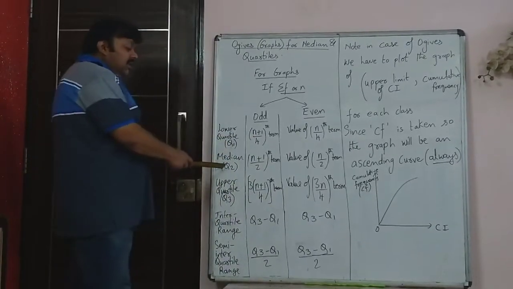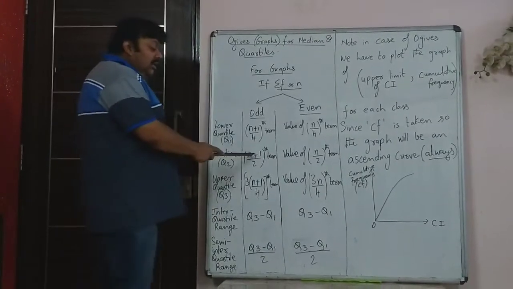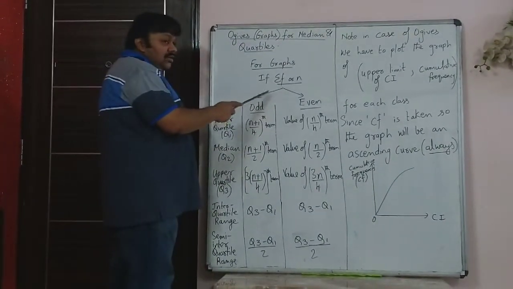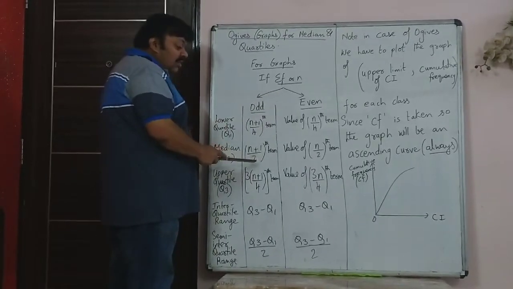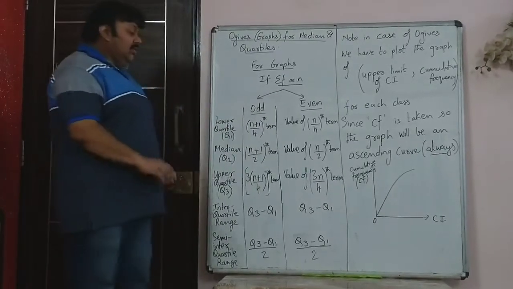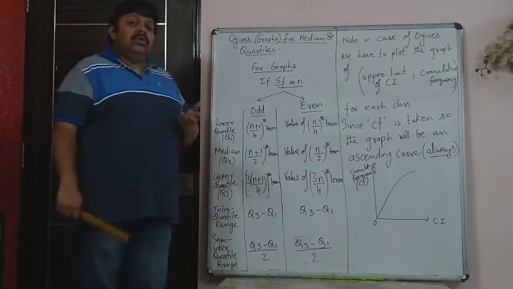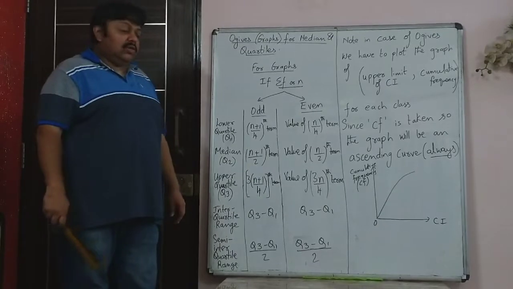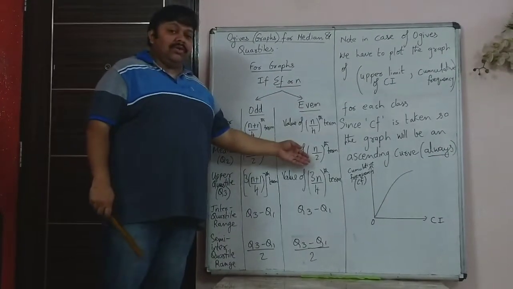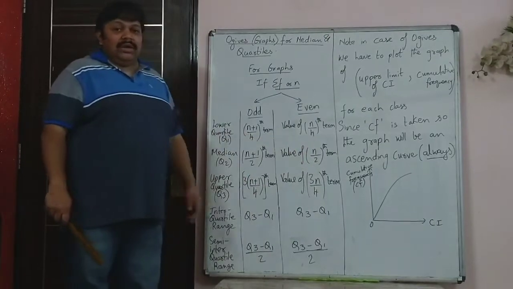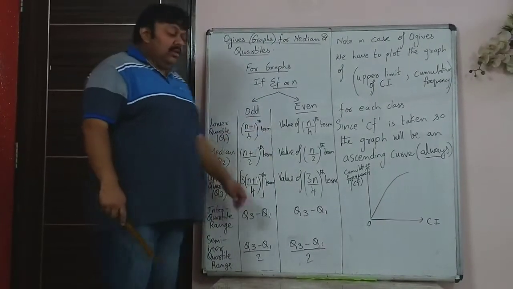Now here median means 50%, the middle term. If it is odd, like you have 99, then you will take the n plus 1 upon 2 term. So it will be 99 plus 1, that means 100 upon 2, the value of the 50th term. Same way, if it is even, then directly you will use n by 2. Again it would be the value of 100 by 2 or 50th term.